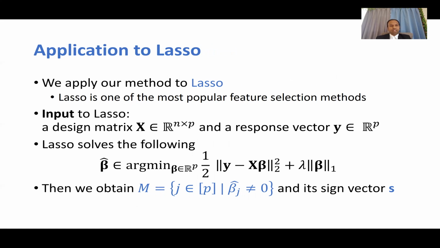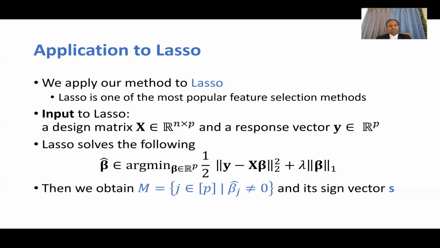So now I'd like to mention the application to Lasso. We know that Lasso is a very popular method for feature selection, and that's the reason we apply our method to Lasso. In the case of input to Lasso, we consider a design matrix X defined as n times p, where n is the number of observations and p is the number of features. Then the response vector y is defined as n-dimensional.